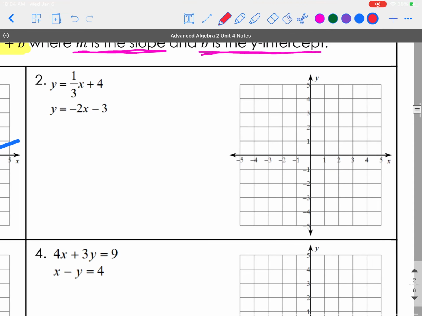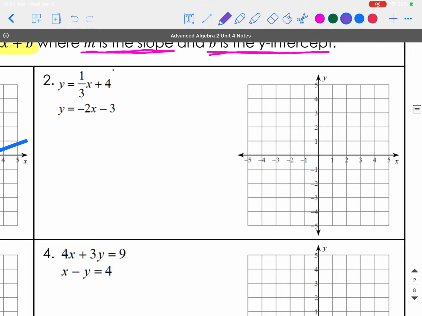Let's move on to number 2. My first line has a y-intercept of 4 and a slope of 1/3. That means I'm going to go up 1, right 3. Or I could switch and go down and left. You can switch directions as long as you switch both of them. That was my first one.